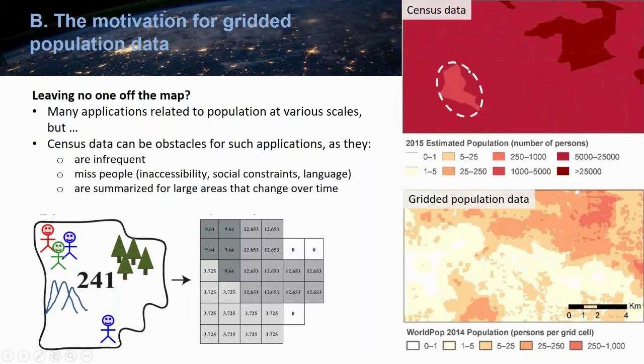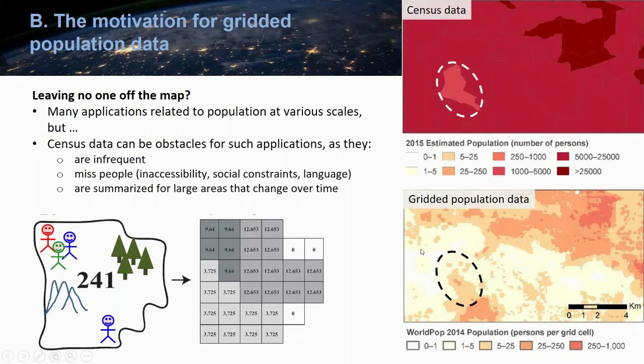See an example here in this white oval. This is a census unit for which we have to assume that the population density is equal everywhere because we only have one population count for this large area. What we really would be interested in for many applications, where the operational scale is much finer, is a more nuanced population distribution, as here on the example of WorldPop 2014 in comparison.